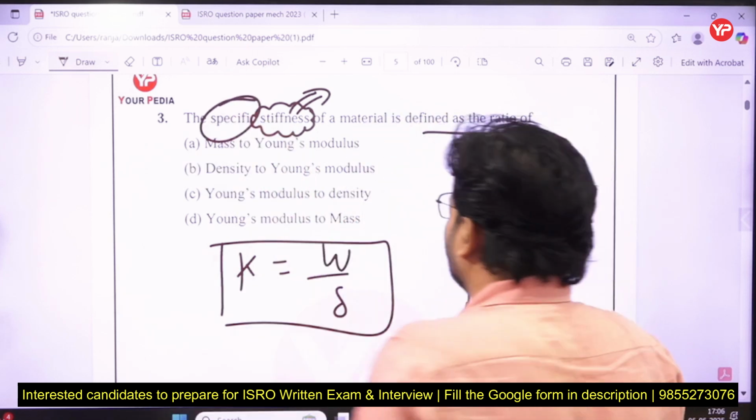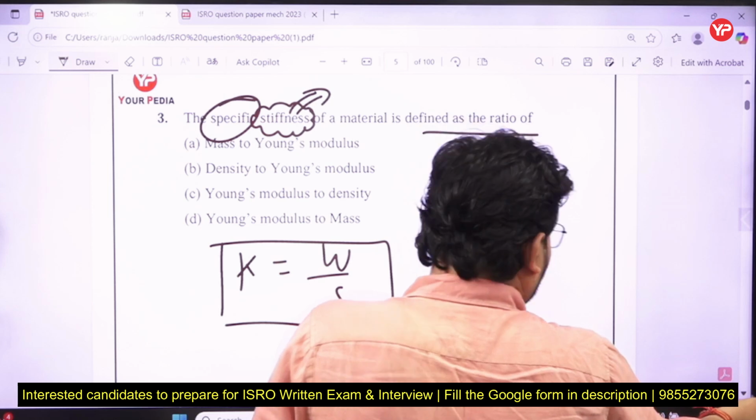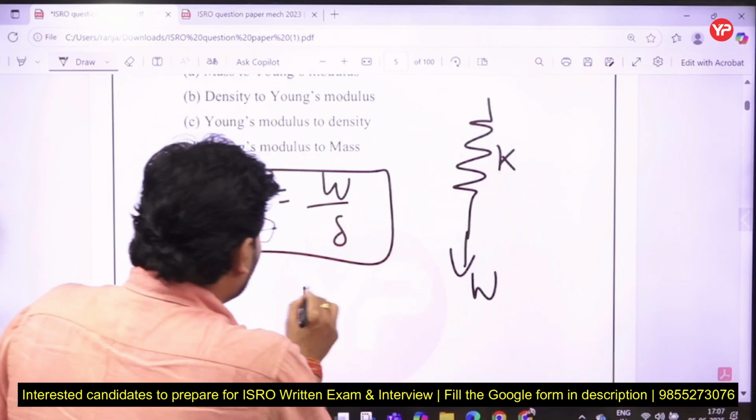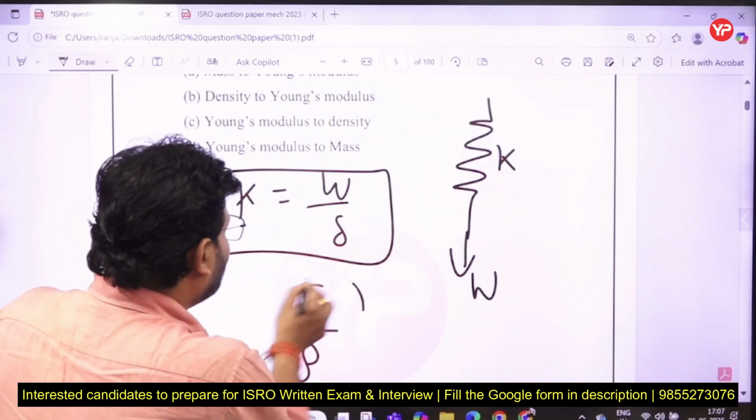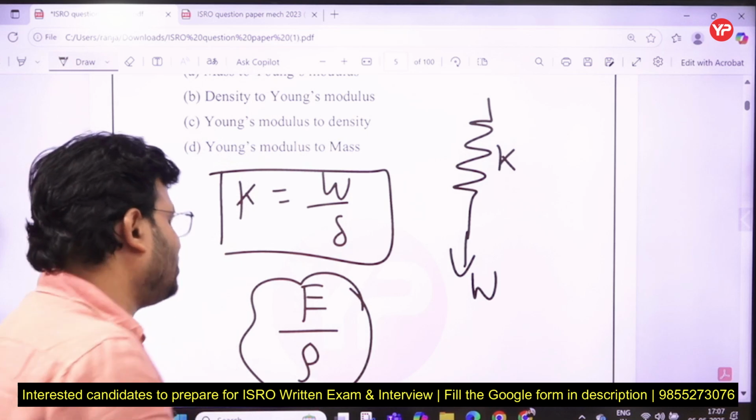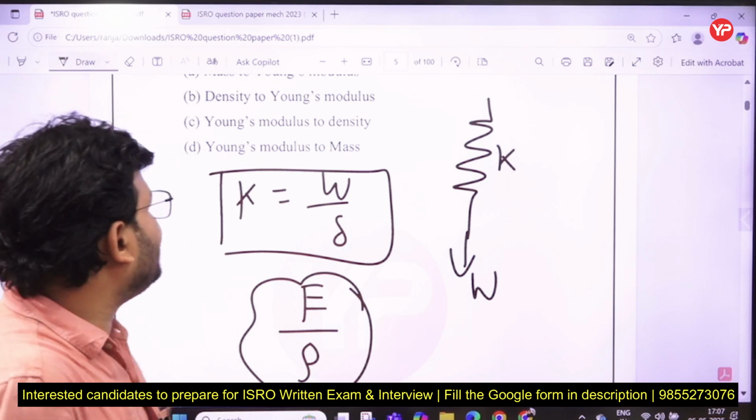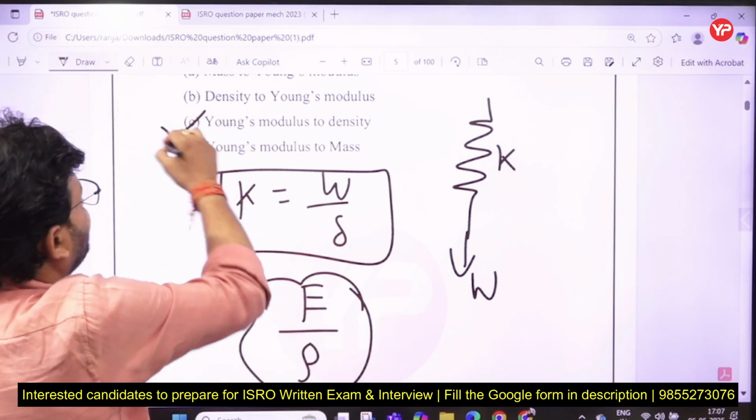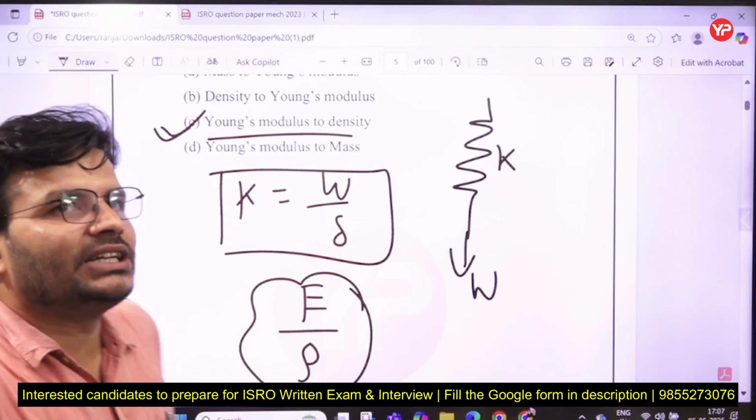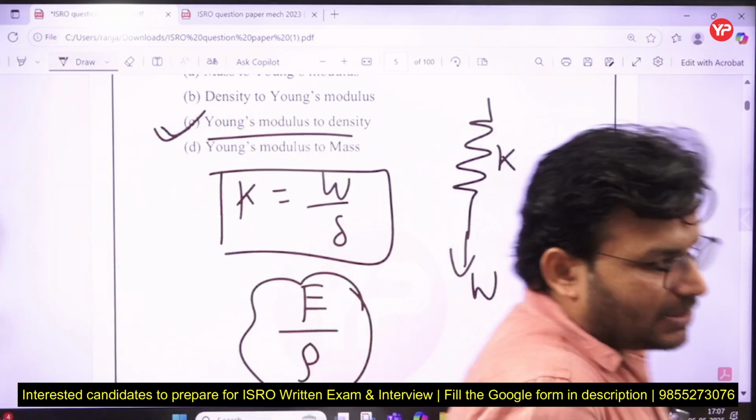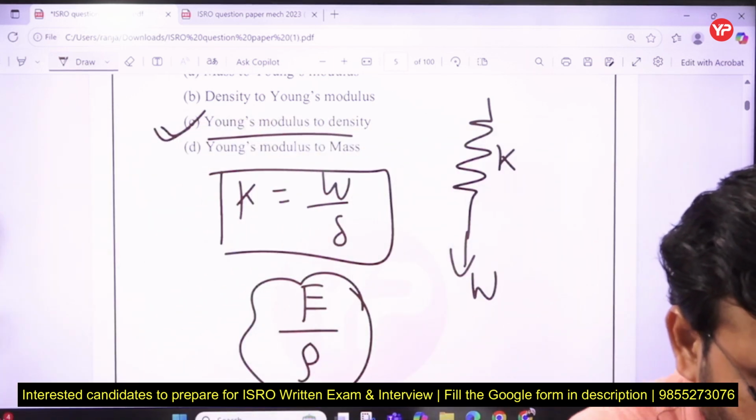A specific stiffness is always given by E upon rho, my dear friends. E is what? Young's modulus of elasticity. Rho is what? Density. So we can say, sir, C is the right answer: Young's modulus to density. This is called the specific stiffness.